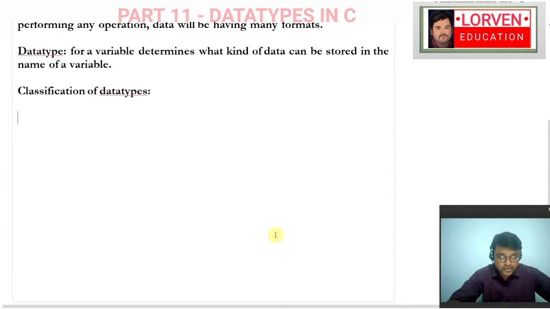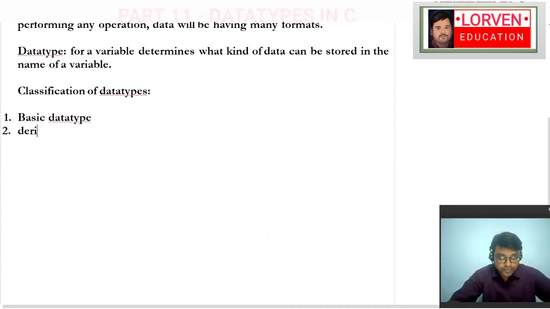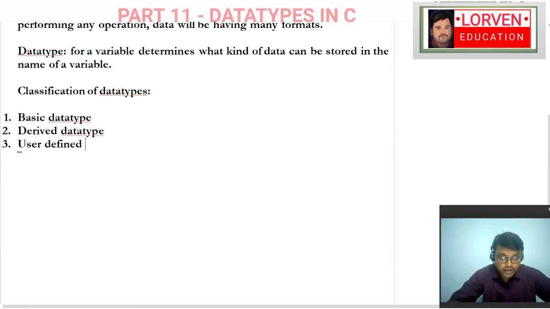The first one is the basic data type, right? The second one is the derived data type, and the third one is the user defined data type. So this is all about the classification of data types we have. Now we will be talking about each and every data type in detail, right?